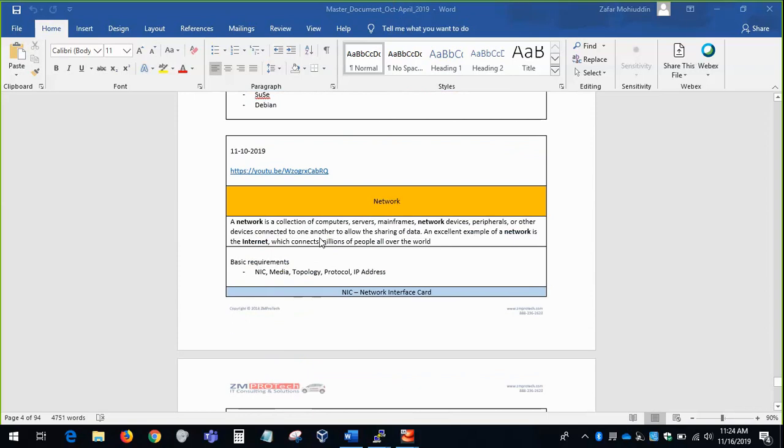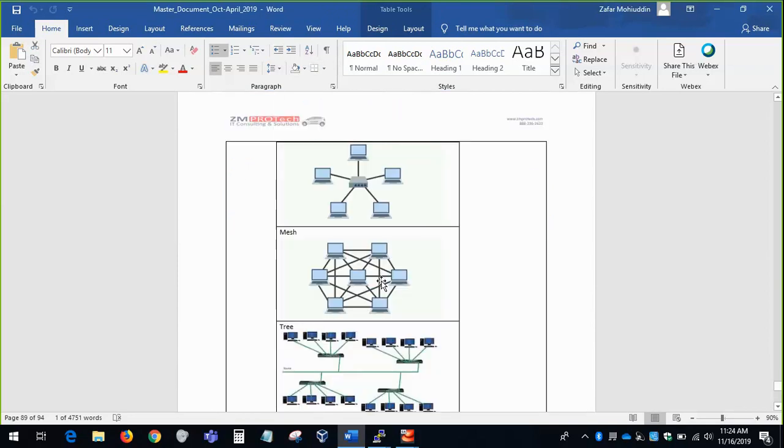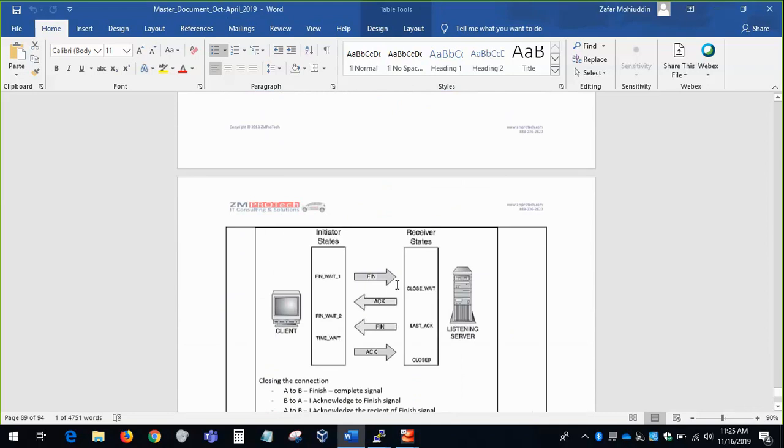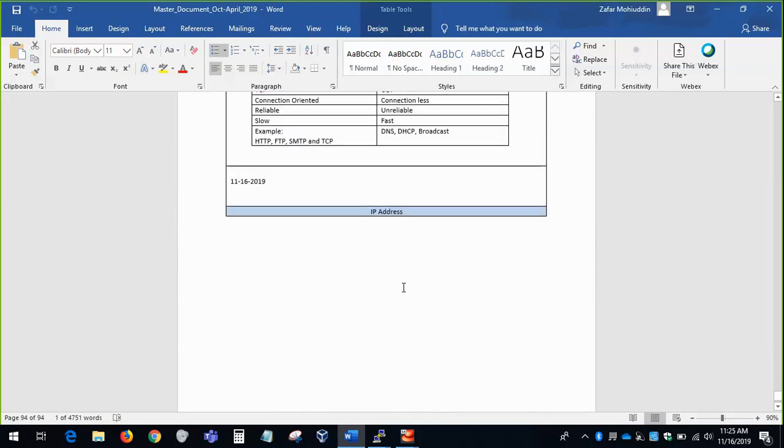These are the things that are involved in networking. So we saw last week NIC card, media, topology, protocol, and IP address. Today I'm going to share a little bit about IP address and how it works. So when you look at the IP address, it is not exactly the number you're looking at.